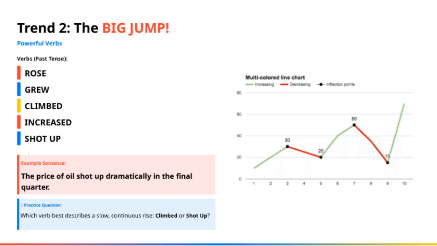On the other hand, words like increased, climbed, grew, and rose suggest more gradual or steady rises. So the main takeaway here is that shot up is used for big, quick jumps, while climbed and the others describe a slower, more gradual trend. Recognizing these differences helps us choose the right verb to match the movement we're describing, which is essential in conveying the right message in our reports and presentations.